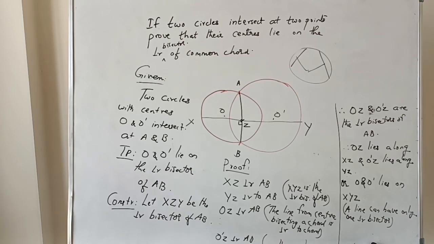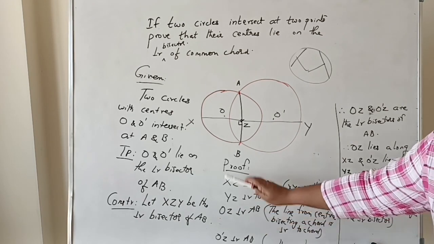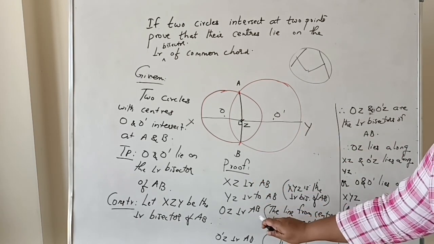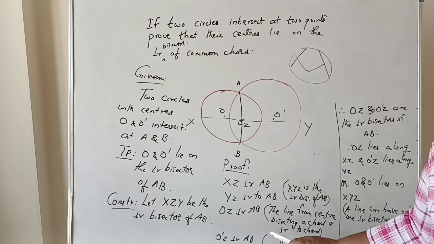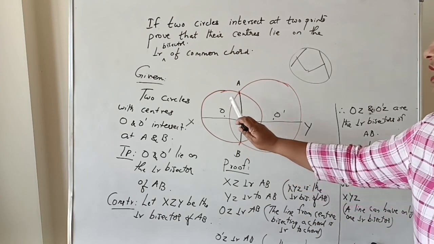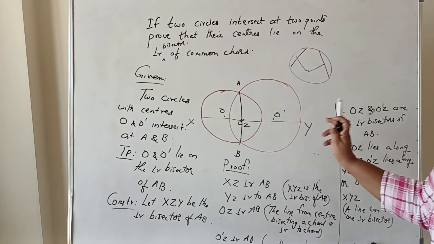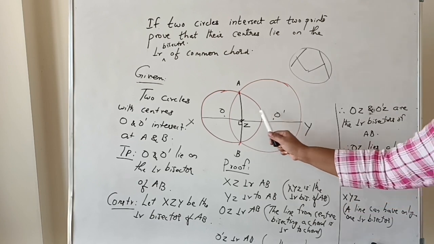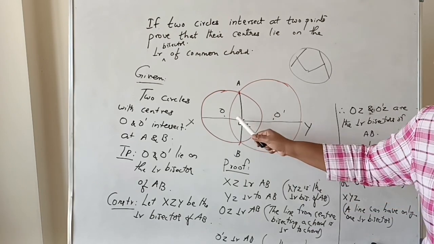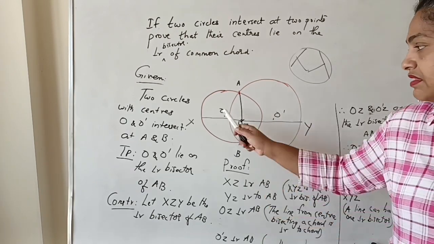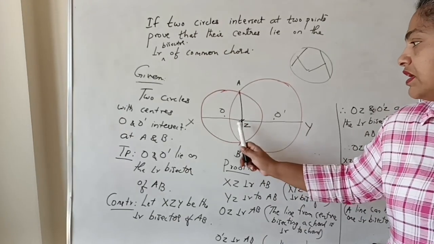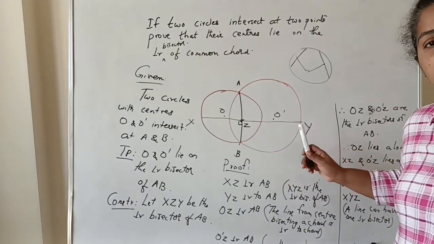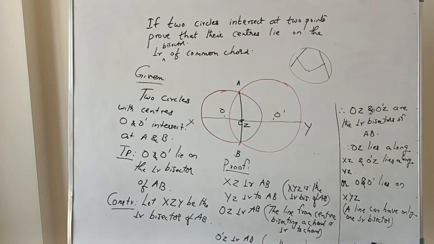Okay, so for the proof, you know that XZ is perpendicular to AB, YZ is perpendicular to AB, and OZ is perpendicular to AB because the line from the center bisecting a chord is perpendicular to the chord. Similarly with O dash Z. So OZ and O dash Z actually become the perpendicular bisectors. Since a line can have only one perpendicular bisector, and XZ and YZ are the perpendicular bisectors, OZ and O dash Z have to lie on this particular line. So we have proved what is asked in the question.